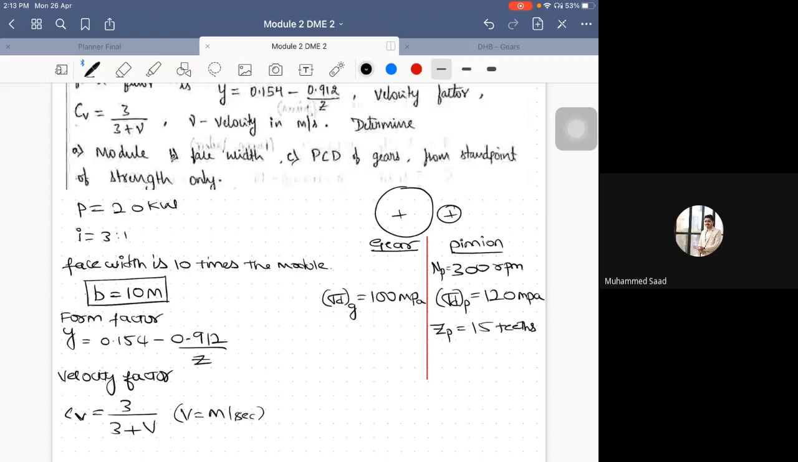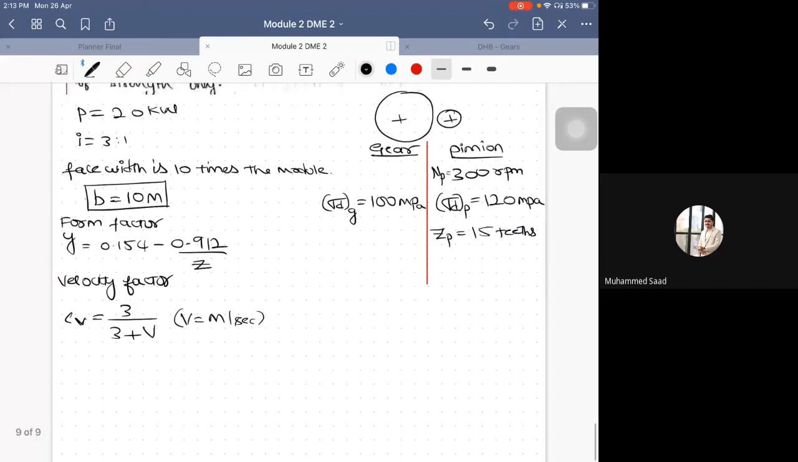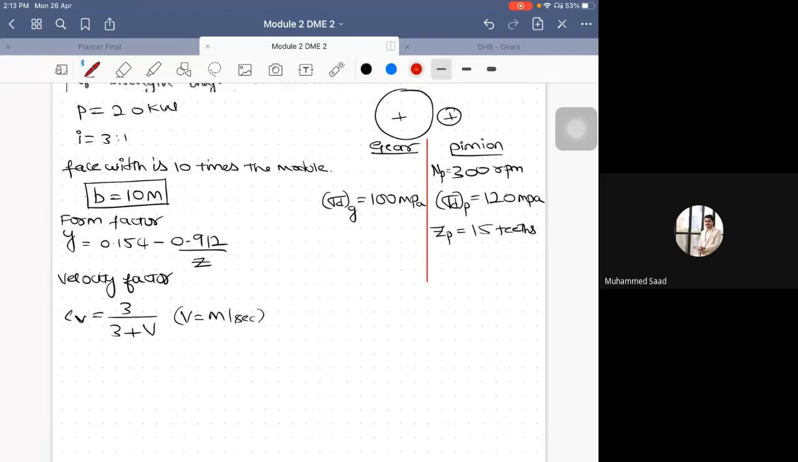Okay, that's great. So what are you required to determine from this? You are required to find the module, so m is being questioned. Next, face width b is being questioned. Next, the PCD of the gears, pitch circle diameter of the gears. You have to find it from the standpoint of strength only. So this is the problem which is given.